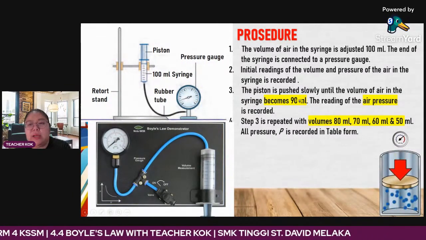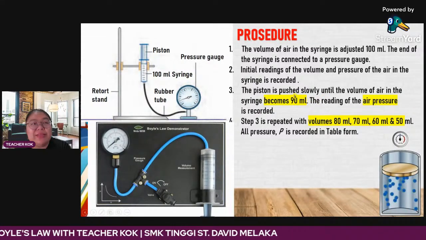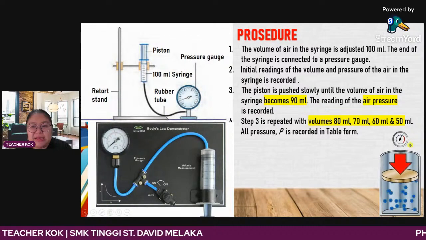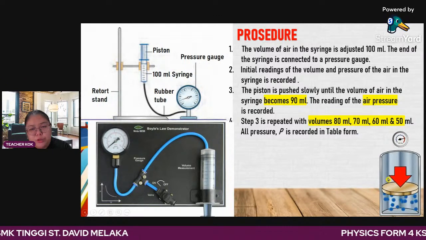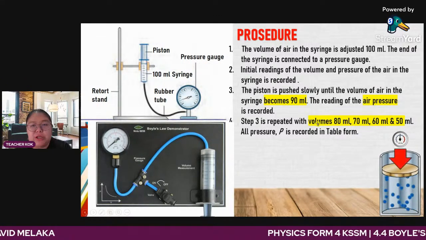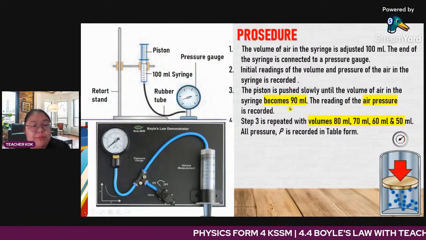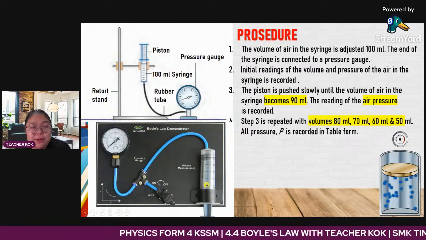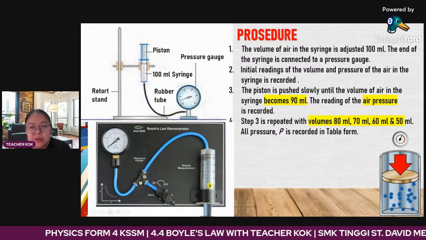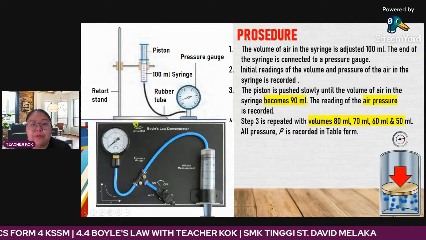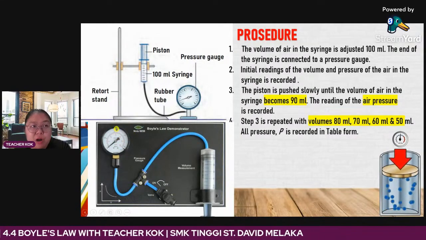Now the piston, you start to push. Push slowly until the volume becomes 90 ml. Just like this, you can see in this diagram. When you push in until 90, then you stop, because the syringe has a label. You move until 90, then you stop, then you read the reading from the pressure gauge.